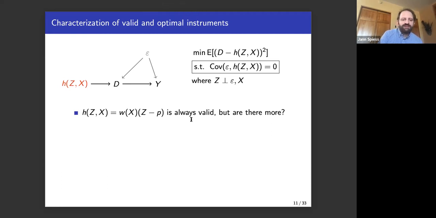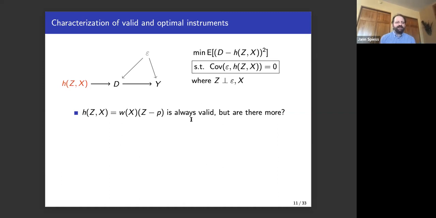First of all, I want to note that there is one natural candidate for the case of a binary instrument, which is the case that I focus on today. I could simply recenter the instrument by the probability P of the instrument being 1, and then multiply that by some function of the covariates X, which I write as W(X). Assume I do that, then we can plug this into the covariance between the error term and the instrument. Because I assume that the instrument is independent of both the error term and the covariates X, I know that the resulting instrument will also be valid, in the sense that there will be no correlation with the error term.